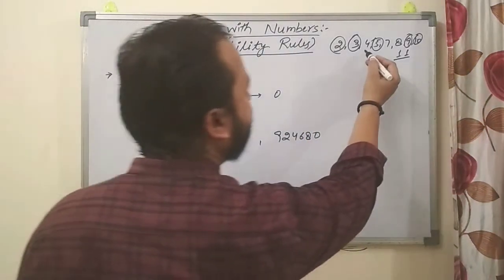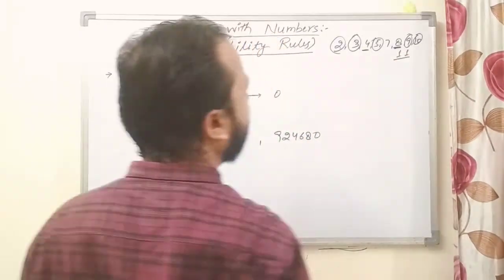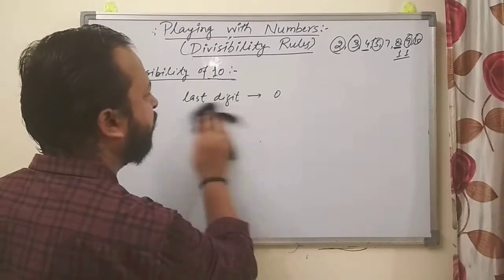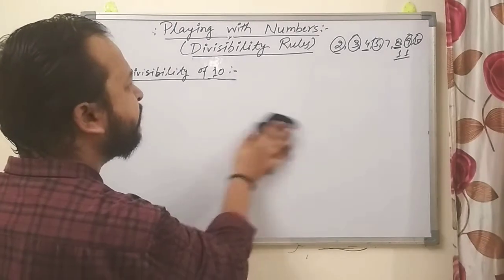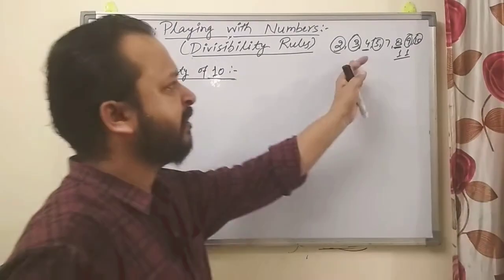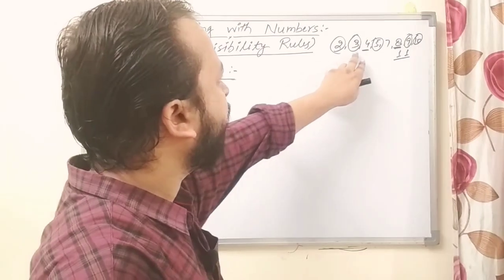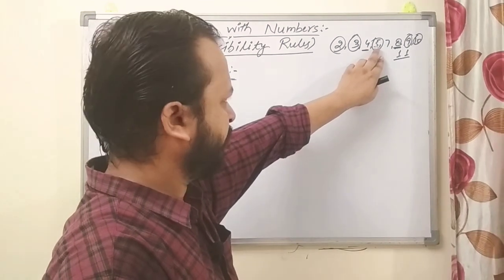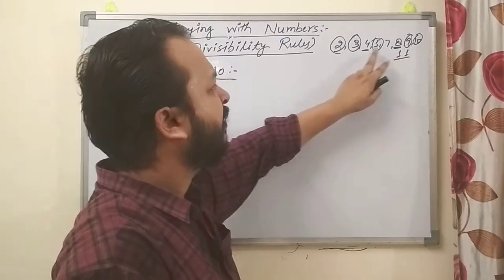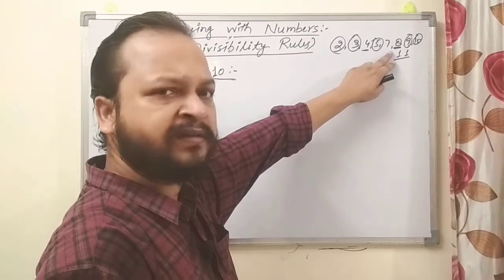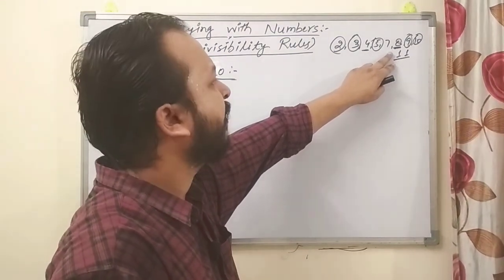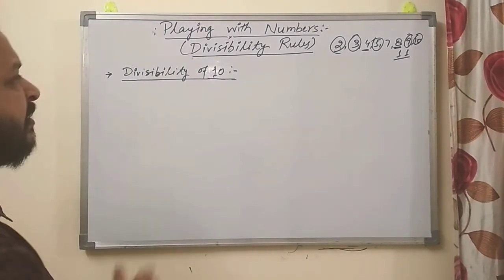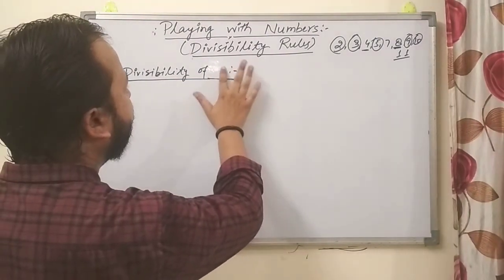Now come to the divisibility rule of 4 and 8. As we see, the divisibility rule of 3 and 9 is the same. The divisibility rule of 5 and 10 is almost the same. 4 and 8 are also similar. 7 and 11 are different. So we'll study the divisibility rule of 4.